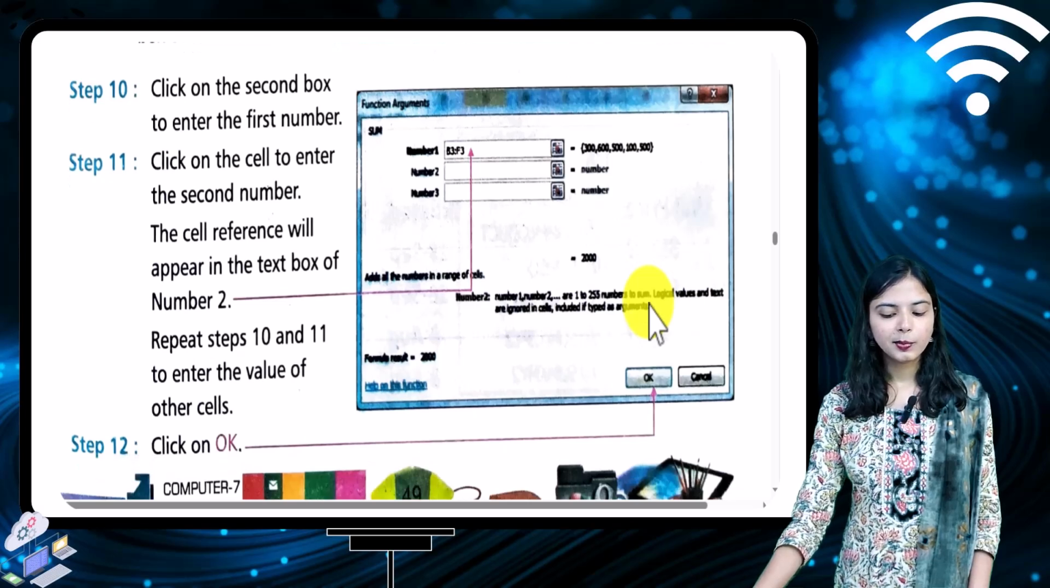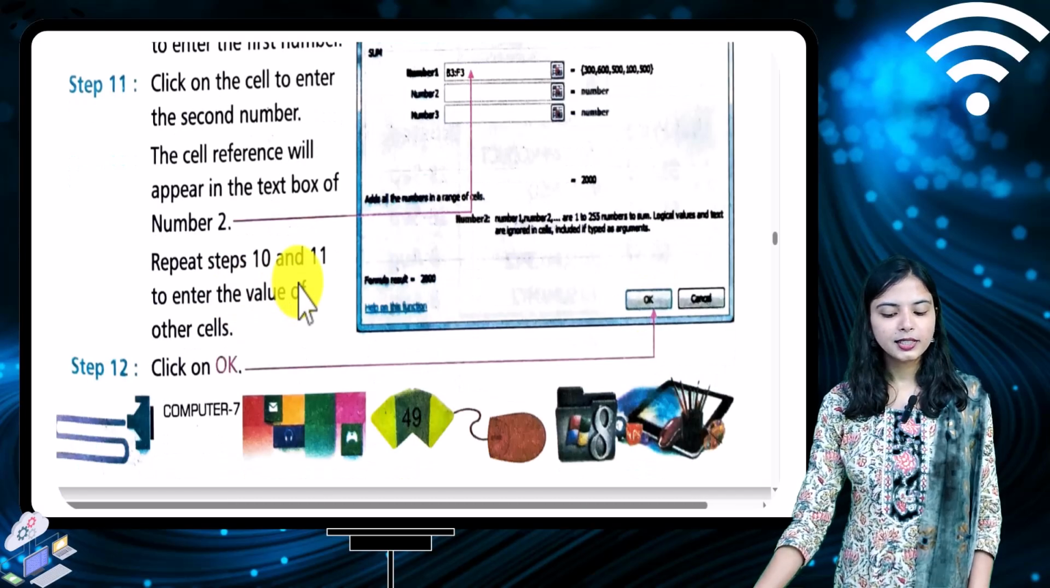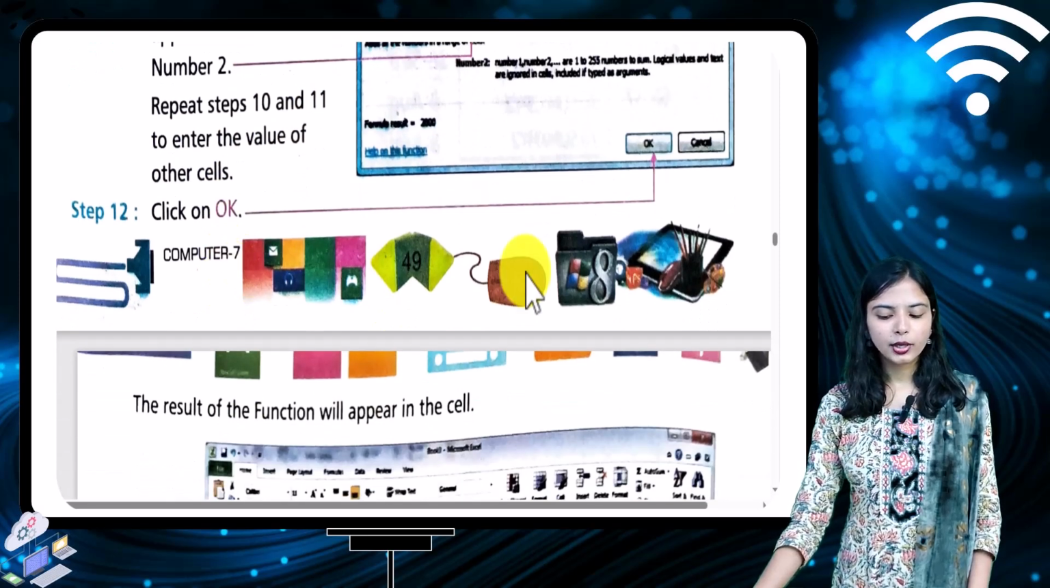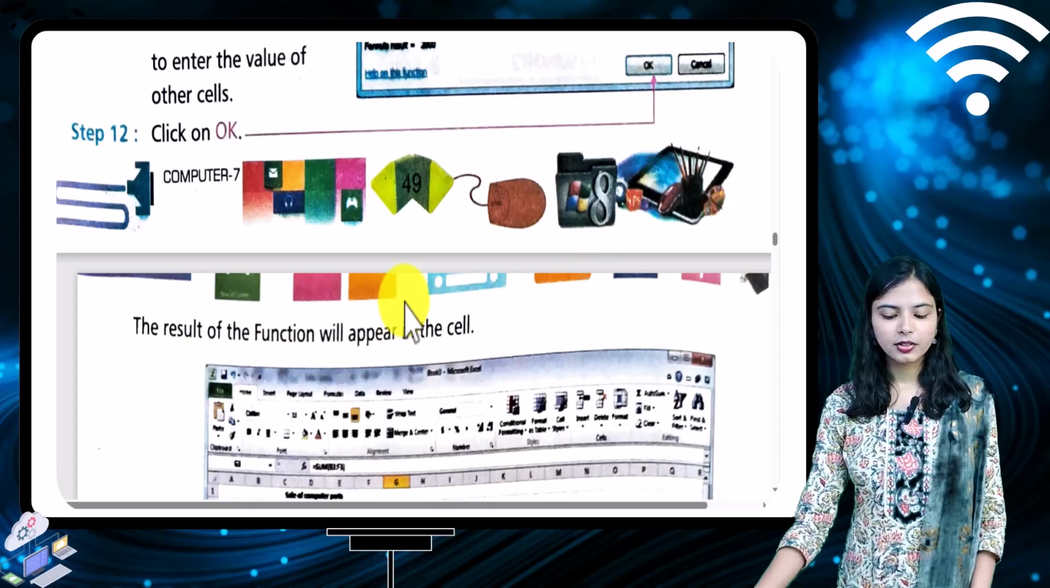The cell reference will appear in the text box for number 2. Repeat steps 10 and 11 to enter the values of the other cells. Then click on OK. Now, after clicking on OK, the result of the function will appear in the cell.